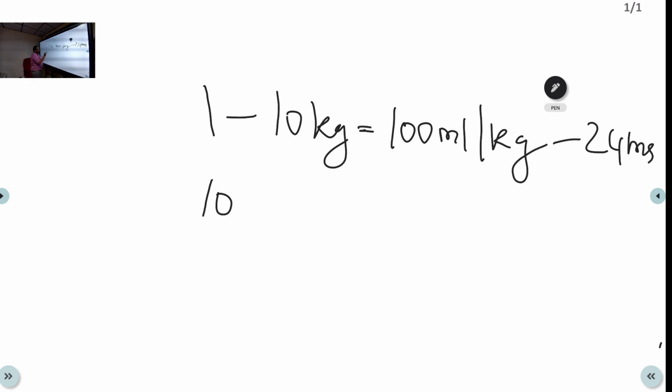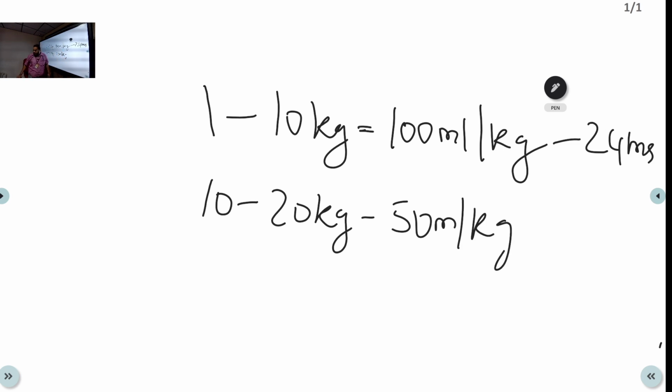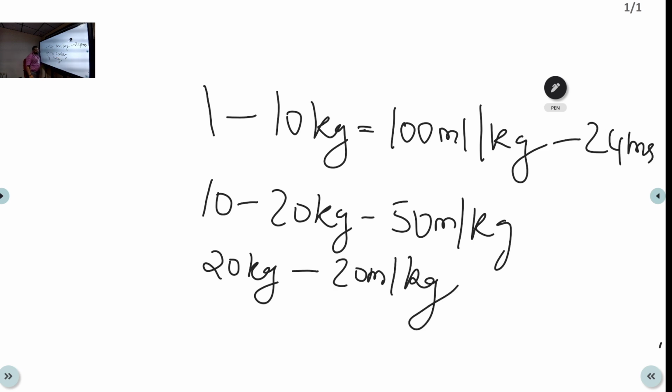For every increase of 10 to 20 kg, it will be 50 ml per kg you need to add to this. I will give you one example and we'll calculate what is the maintenance fluid that is required, then you will get an idea. For 20 kg and above, for every kg you need to give 20 ml per kg additional. So imagine a child is having 8 kg. How much amount of fluid is required for the child as the maintenance fluid for the next 24 hours?